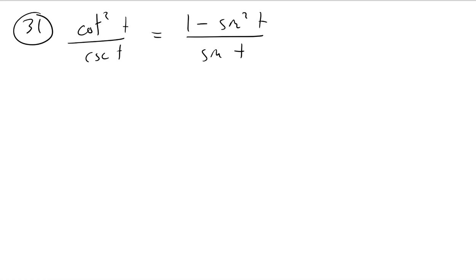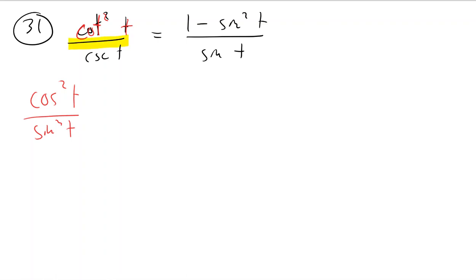Alright, verify the identity by converting the left side into sines and cosines. Okay, so that's always a strategy when you're doing trig proofs, but they're even telling us, hey, try it out this way. So instead of saying cotangent squared t, we could change this to sines and cosines by calling it cosine t over sine squared t.